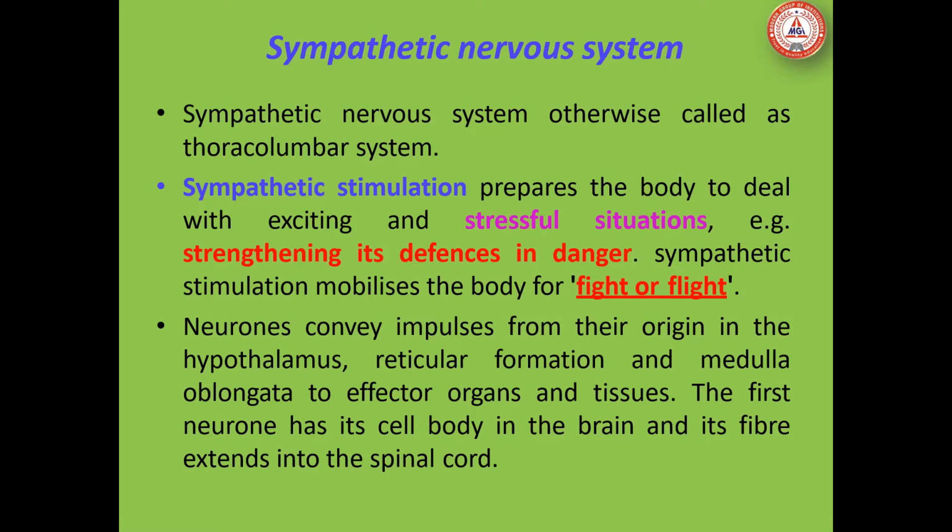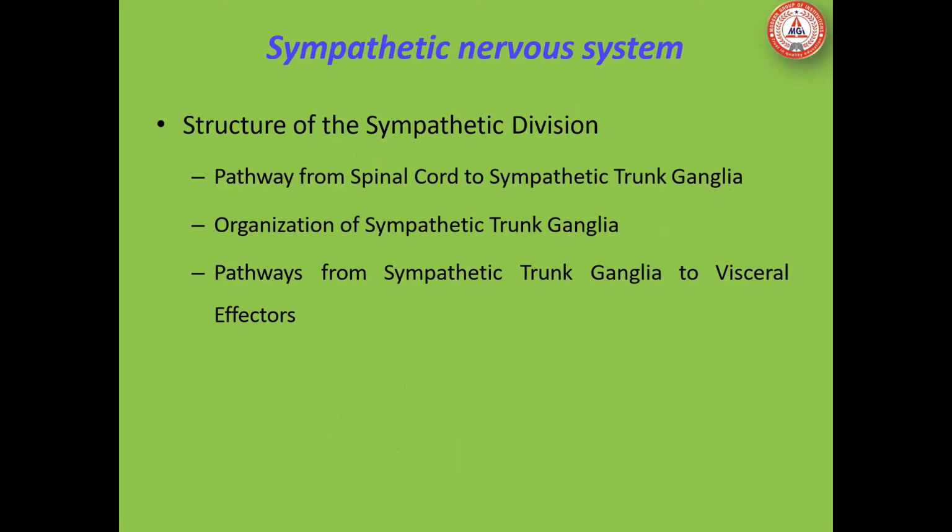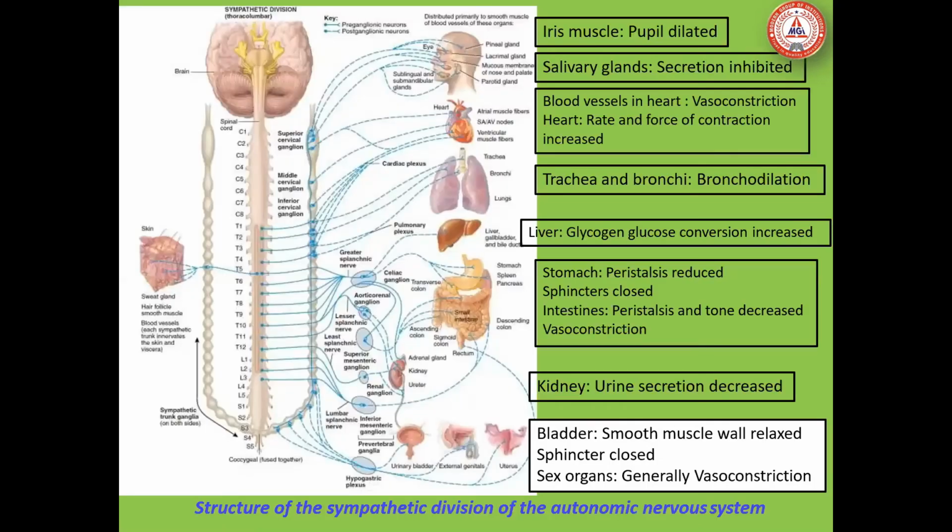The first neuron has its cell body in the brain and its fiber extended into the spinal cord. The structure of the sympathetic division: pathway from spinal cord to sympathetic trunk ganglia, organization of sympathetic trunk ganglia, pathway of sympathetic trunk ganglia to visceral effectors. Now you can see the sympathetic division. The sympathetic division works on pre and post ganglion.